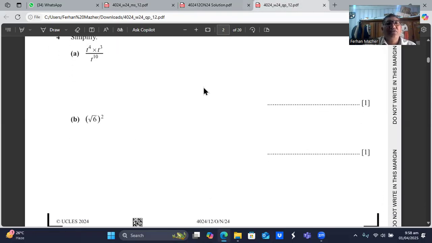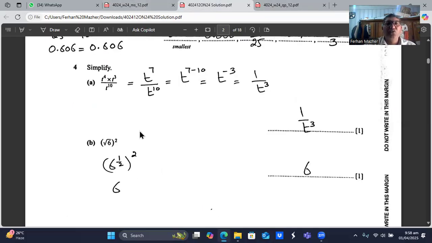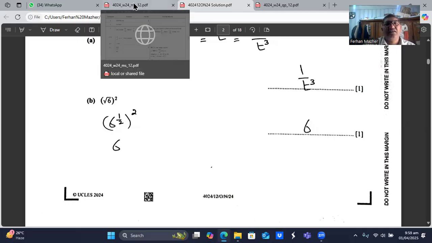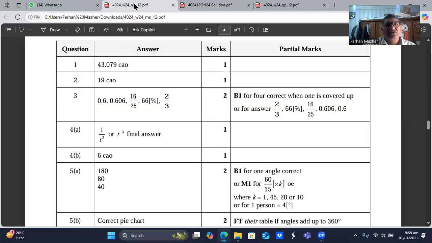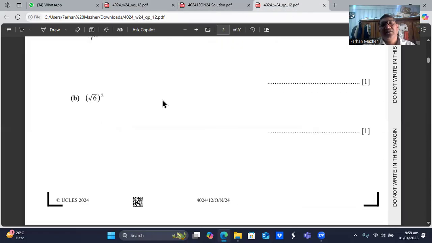So then we have question number 4, part b. We have under root 6, whole squared. So you see under root means raised to power 1 by 2, and then whole squared. When this power and that power multiply with each other, the powers are multiplied. So the 1 by 2 multiplied by 2, the 2s will cancel. So you will have 6 raised to power 1. And that's 6. 6 is the answer, sir. The answer is right. Okay.